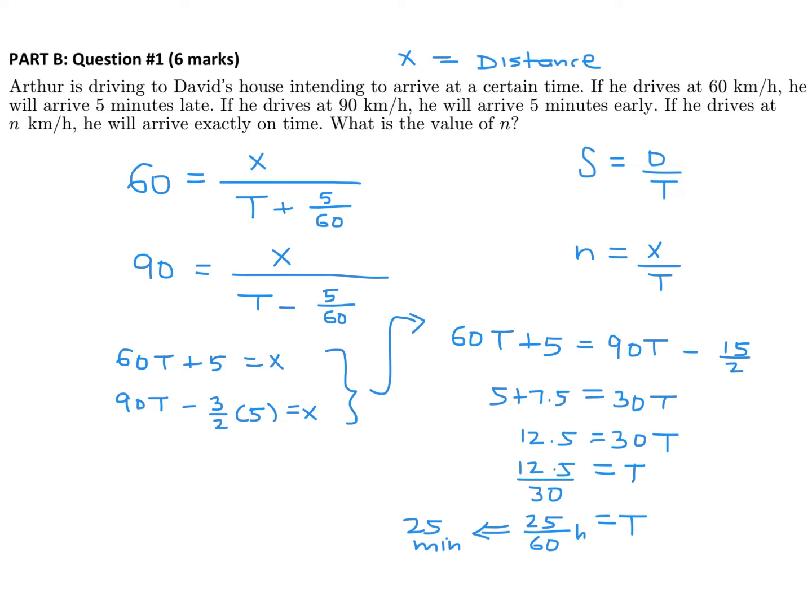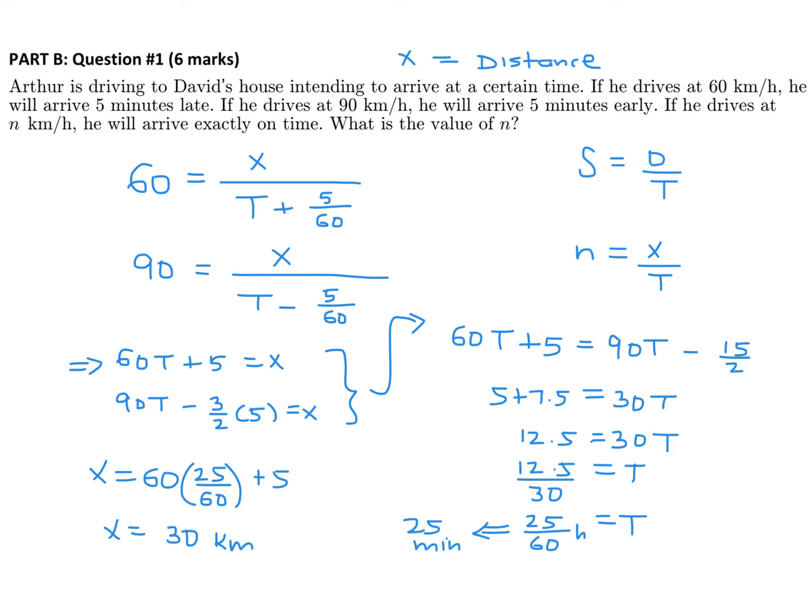Now we can substitute that back into any of these equations to get the value for x. Let's just put it in there. So that means x is equal to 60 times t. But remember, keep the units consistent. So I got to put 25 over 60 because this time has to be written in terms of hours, plus 5. So that means x is equal to 25 plus 5, which is 30. And 30 is kilometers, just in case you're wondering.